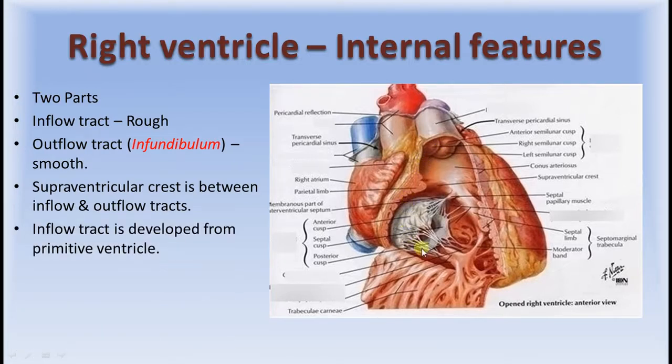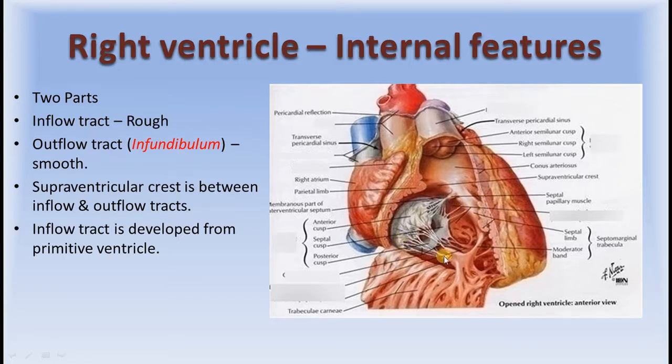Now the inflow tract is developed from the primitive ventricle. We saw the parts of the heart tube. From above downwards, you have the conus arteriosus, or truncus arteriosus, then the bulbus cordis, then the primitive ventricle, then the primitive atrium, and then the sinus venosus. This is from above downwards.